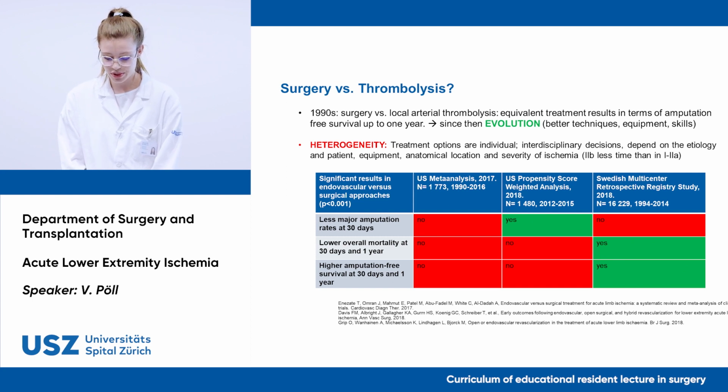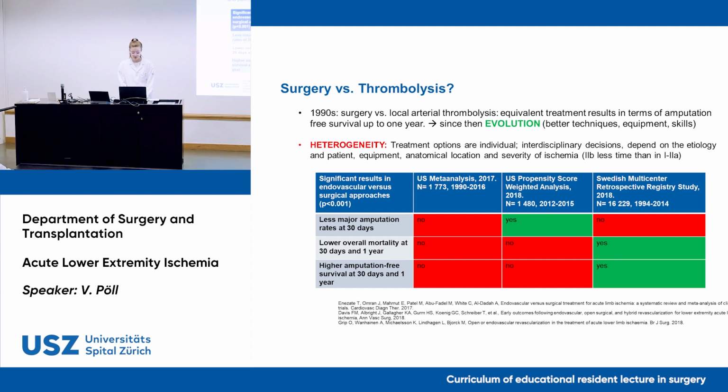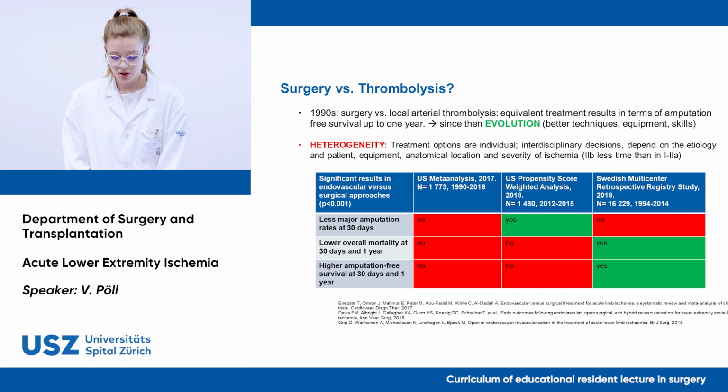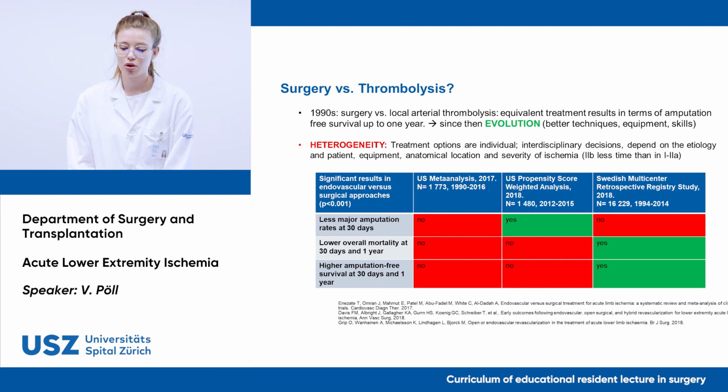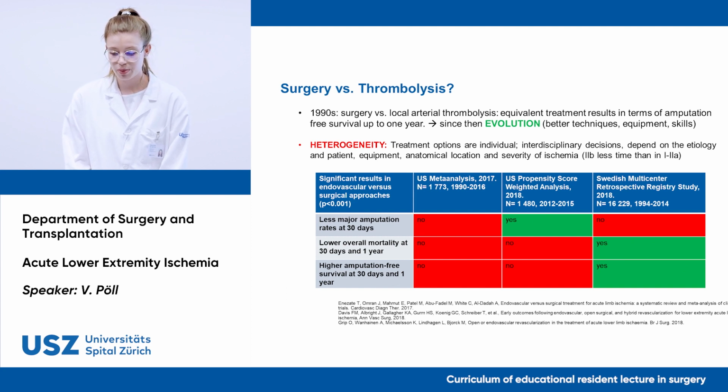Researchers face several problems due to, amongst others, the various treatment options that depend on the etiology of the disease, the patient's characteristics, the anatomical location and extension of the disease, as well as the severity of the ischemia. So if we take a closer look at study results in the past, studies from the 1990s showed an equivalent treatment result of surgery compared to local arterial thrombolysis in terms of amputation-free survival up to 1 year. Since then, there has been an evolution in endovascular techniques with better equipment and skills.